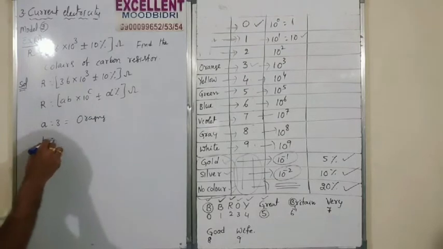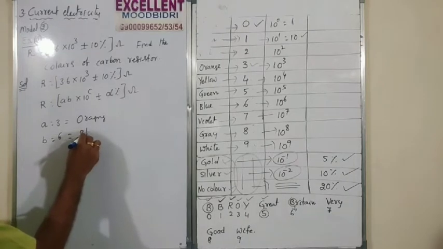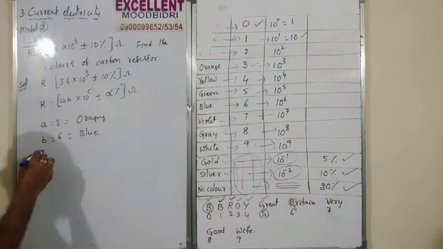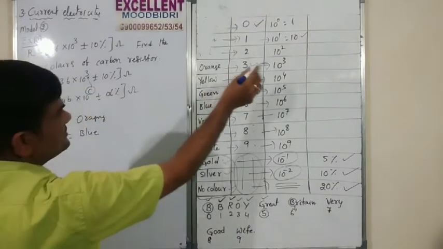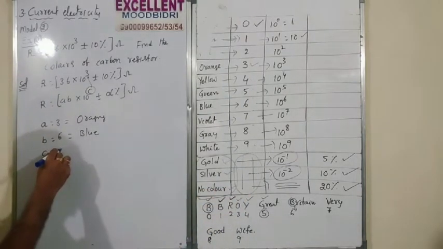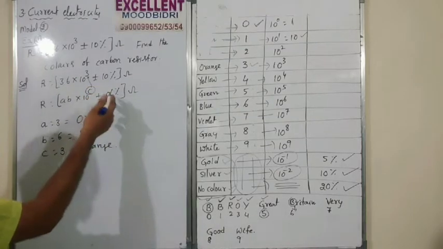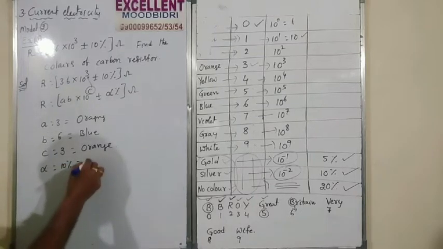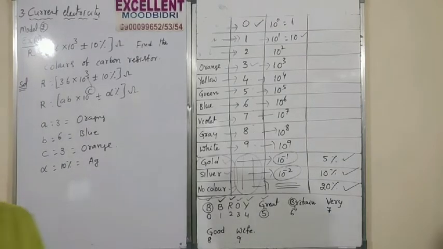And B is equal to how much? 6. 6 is equal to what? Blue. Right? Blue. Next, C. C is equal to the power only. 3. 3 is what? Again orange. Okay, no problem. So that is orange. Next, alpha. Alpha is equal to what? 10% is given. 10% means silver. Okay, silver is the tolerance. This is the second model. Okay, next.